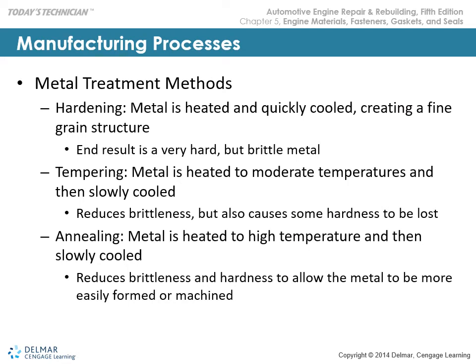Metal treatments. Hardening is basically heated and cooled, has a fine grain structure, but it can become brittle. Tempering is moderate temperatures and then slowly cooled. It's a very controlled process to move a specific amount of air at a temperature over the metal as it is cooled down, so you get the hardness and less brittleness. Annealing is high temperature and slowly cooled. It reduces brittleness and allows the metal to be more manufacturable and machinable. So that's annealing. It essentially softens it but keeps the strength.